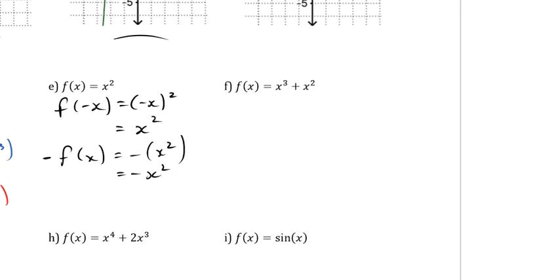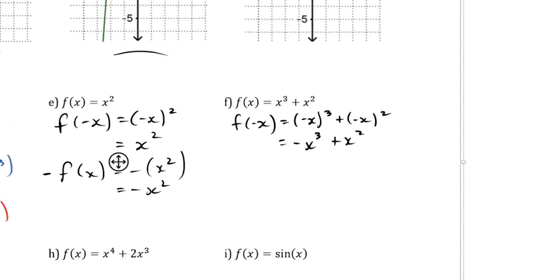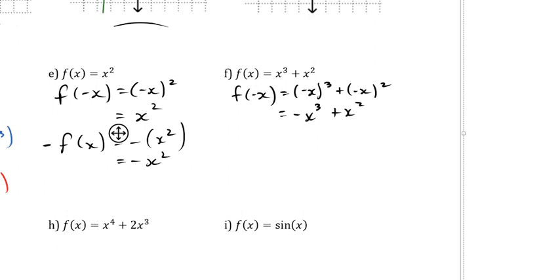Okay, I hope you're at least kind of getting this. Let's do this one, f at negative x. This will be the one that maybe will help it click for some people. So this is negative x all cubed plus negative x squared. So this is going to be negative x cubed, and this is going to be positive x squared. Is that the same as the original function? Is x cubed plus x squared the same as negative x cubed plus x squared? No, not the same.